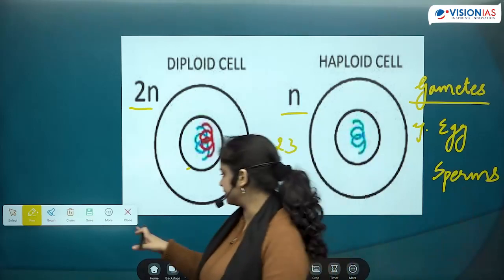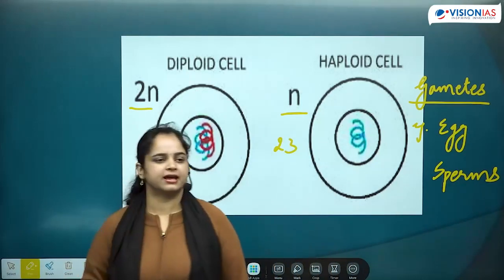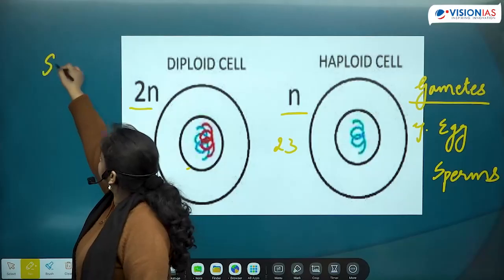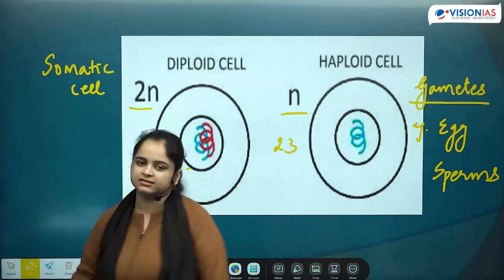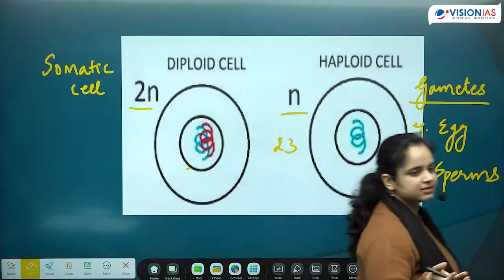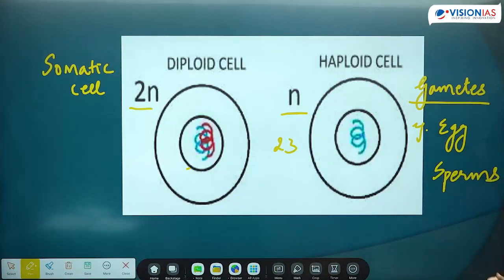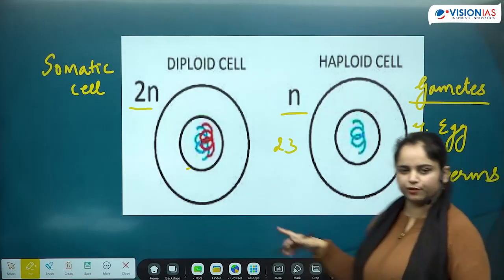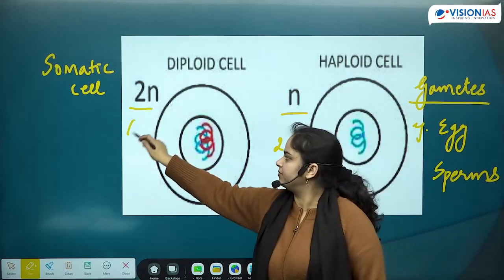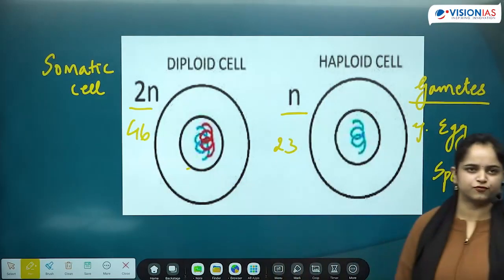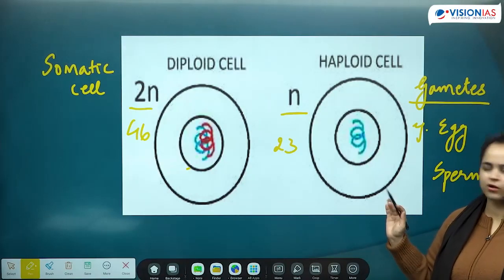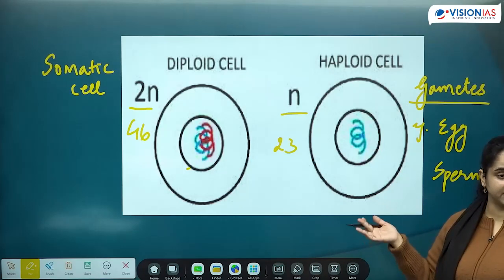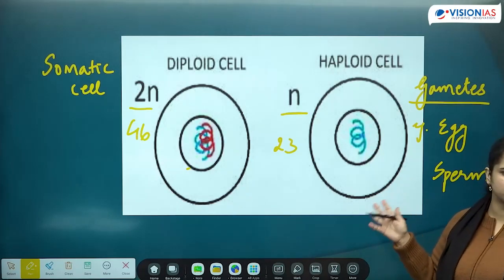All the other cells of your body, other than eggs and sperms, the term for them is somatic cell. Your liver cell, pancreatic cell, muscle cell, all the cells of your body, they are somatic cells. They have 2n number of chromosomes. For human beings, this 2n is 46. For some other species, this can be something else. We are going to use this term n and 2n a lot of times. So you should be absolutely clear what this means.